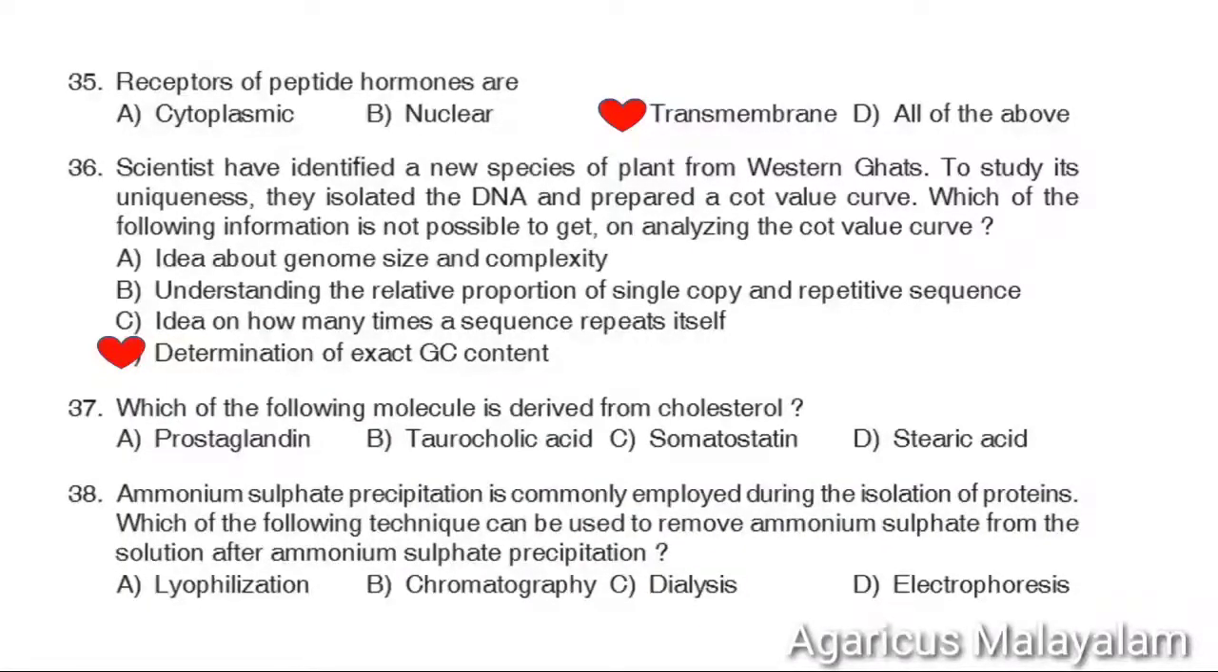37. Which of the following molecule is derived from cholesterol? Correct answer is option B, taurocholic acid. 38. Ammonium sulfate precipitation is commonly employed during the isolation of proteins. Which of the following technique can be used to remove ammonium sulfate from the solution after ammonium sulfate precipitation? Correct answer is option C, dialysis.